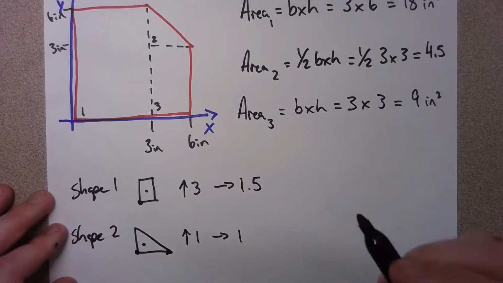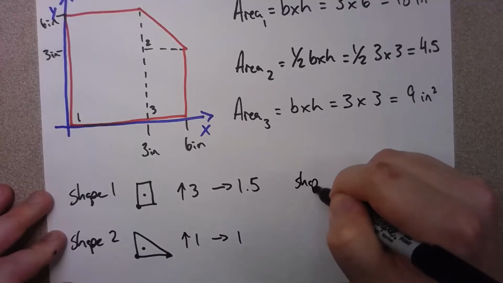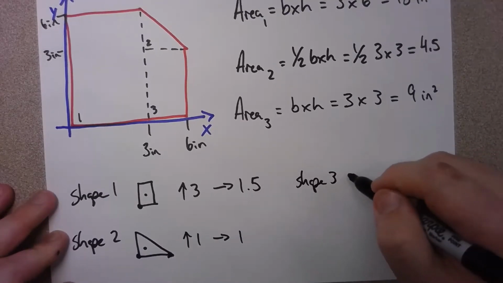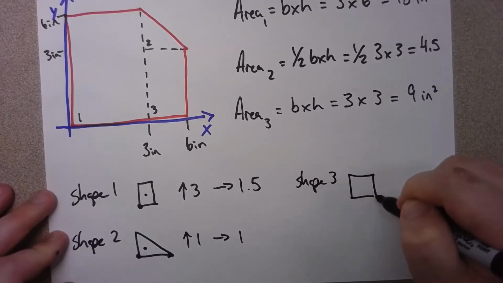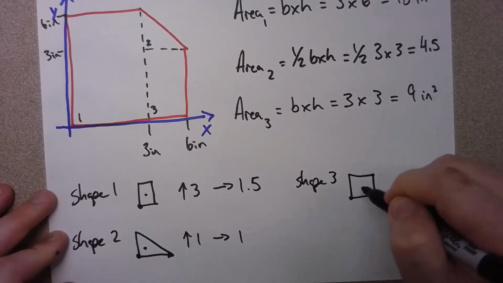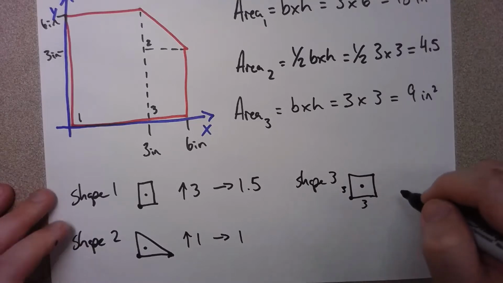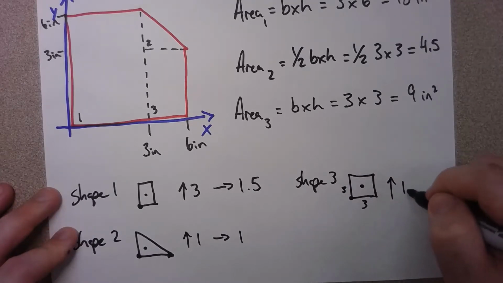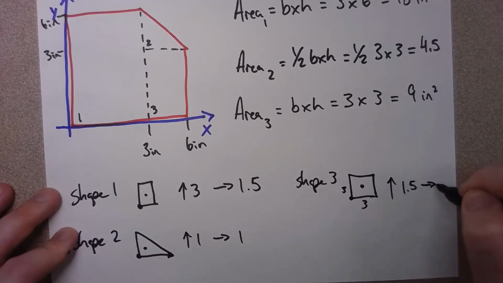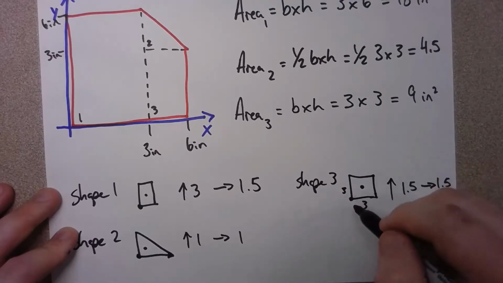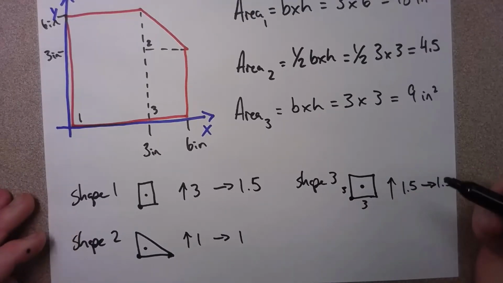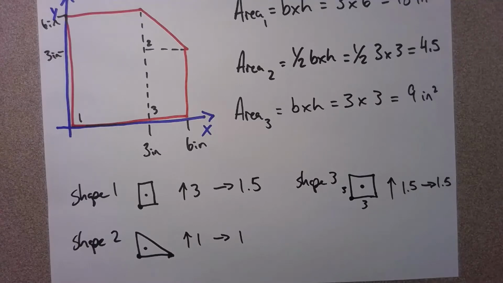Okay. And then shape number 3, it's a nice square, like that. At this point, its centroid is going to be here. That's 3 this way, 3 that way. So it's going to be up 1.5 and over 1.5 from this point. So that's step 4. Now we know where the centroid of each shape is.